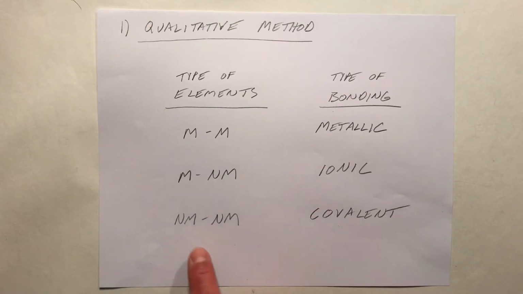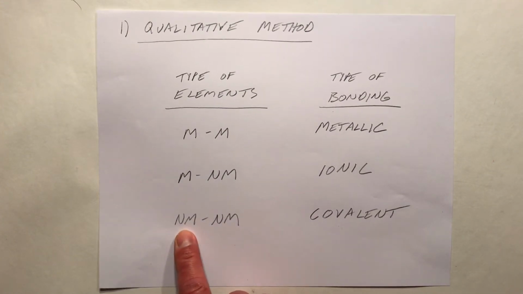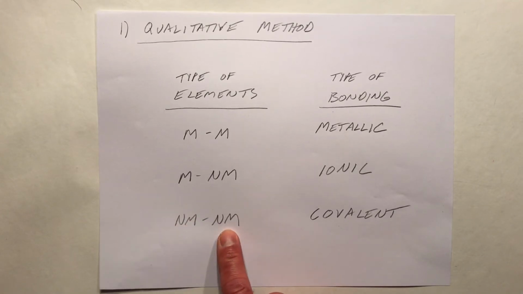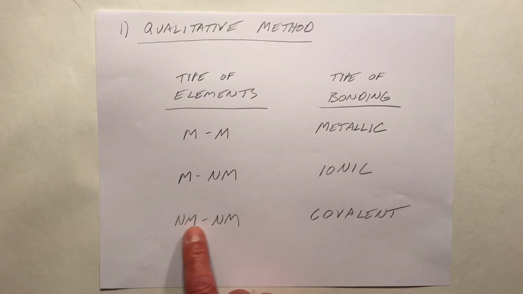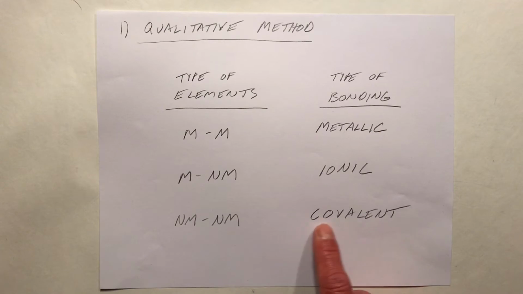Now, our other possibility is that we have a nonmetal with high electronegativity, high attraction for bonding electrons, and another nonmetal also with high electronegativity, high attraction for bonding electrons. Well, neither one of these atoms is willing to give up the valence electrons or the bonding electrons, so they share them and they form a covalent bond.